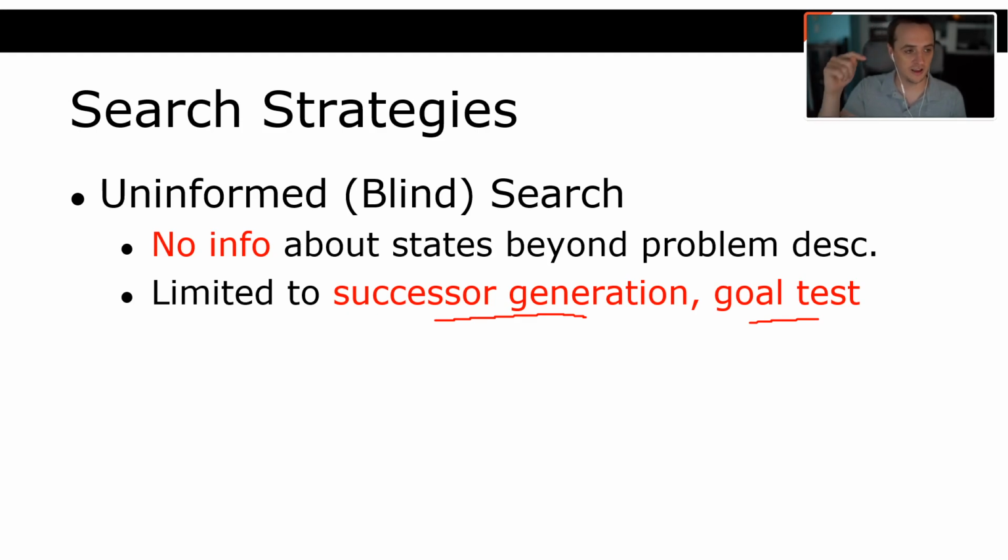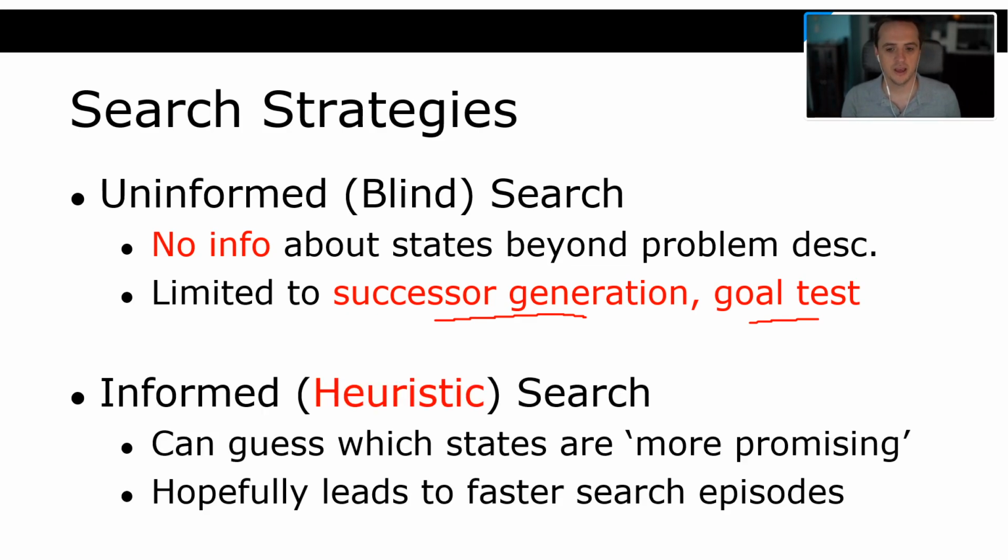So that means that I can expand nodes and I can test if they're the goal, but I have no information beyond that. If we were using heuristic search, we're not, but later on we will be doing heuristic search, where we can guess which states are more promising and hopefully speed things up. But for now, the rest of this lecture, we will be doing uninformed search, okay? So, given that we don't know anything about the problem, what are the different search strategies that we can use to explore the space?